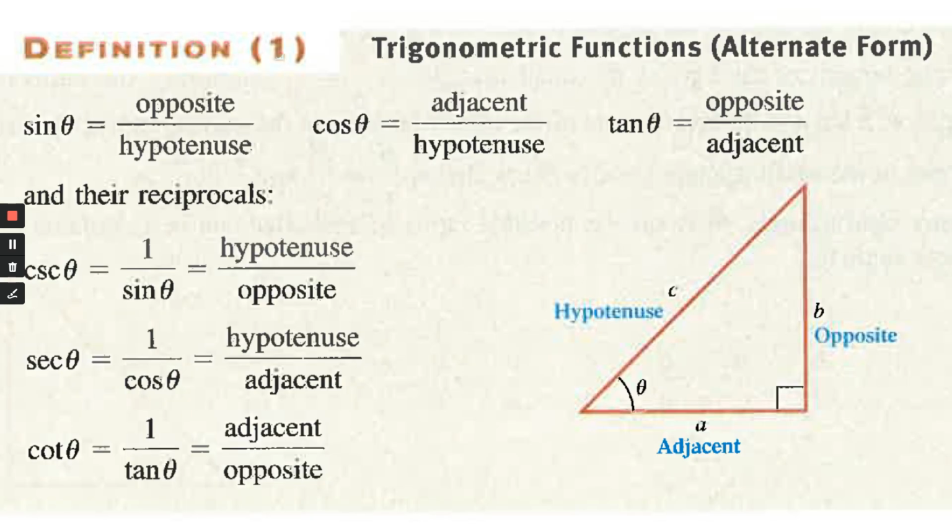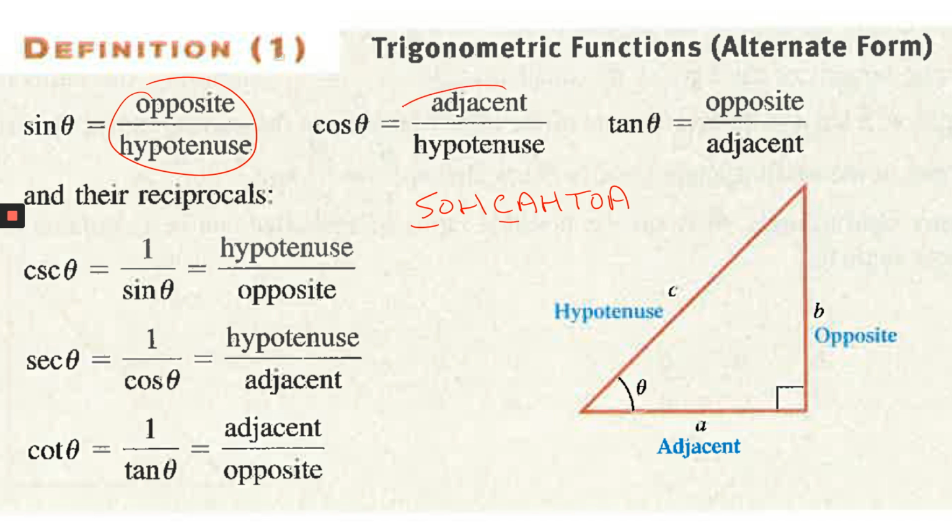I think a little better are these. You're going to want to remember them like this. So you're going to say SOHCAHTOA. Sine is opposite over hypotenuse. Cosine is adjacent over hypotenuse, and tangent is opposite over adjacent.